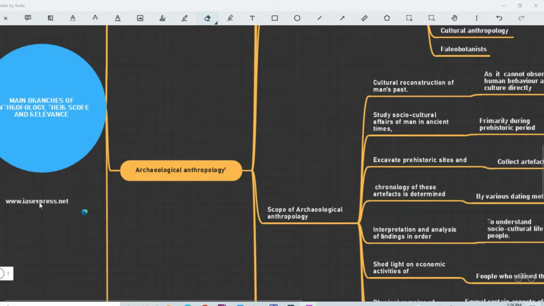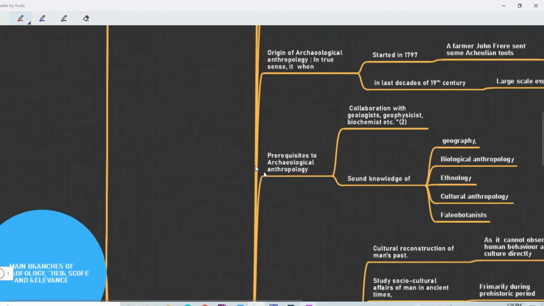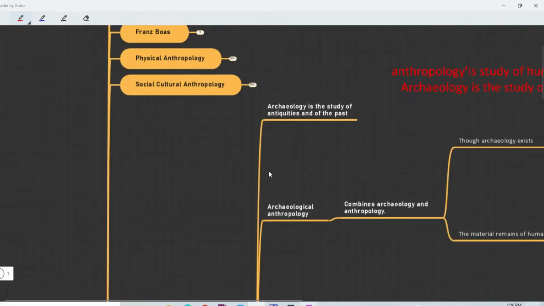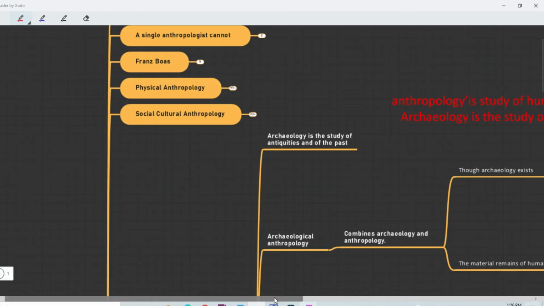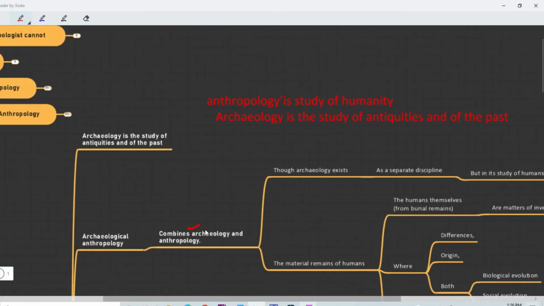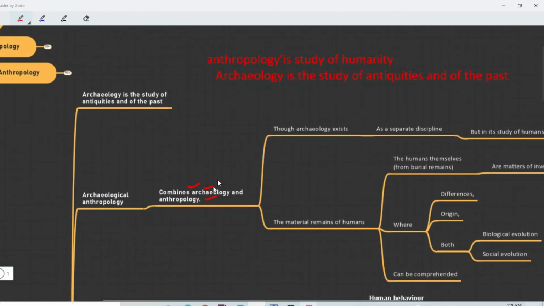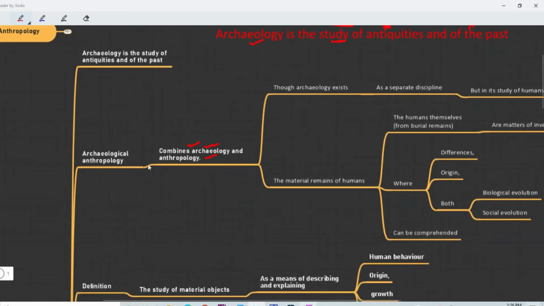Let's discuss another important branch of anthropology, that is archaeological anthropology. Basically, this field emerged by combining archaeology and anthropology. So let's discuss what's anthropology and what's exactly archaeology. We know anthropology is the study of humanity, and we also know that archaeology is the study of antiquities and of the past. So, what exactly is this archaeological anthropology?